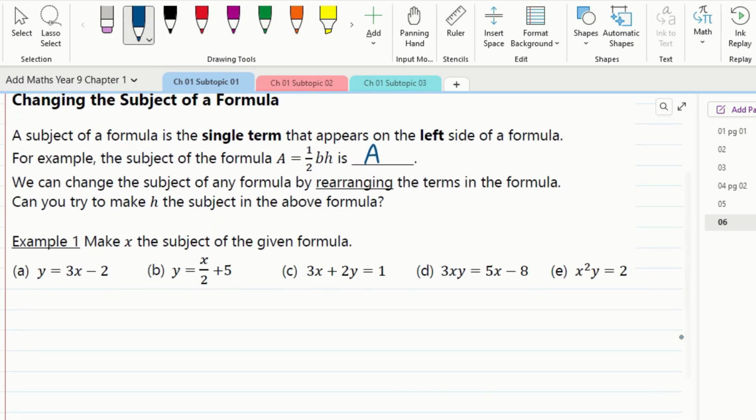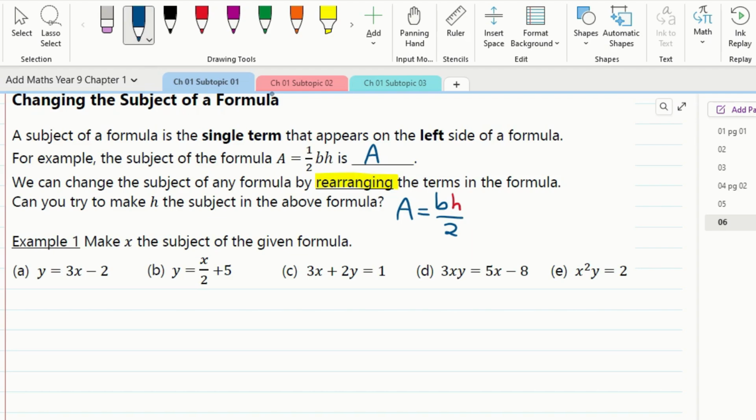And one of the skills in algebra is that you are expected to know how to change the subject of a formula. But how do you do that? We are going to rearrange the terms in the formula. For example, for the above formula, if you are given A equals half BH, can you try to make H the subject? Yes. So let's begin with A equals half times B times H, which can also be written as BH over 2.